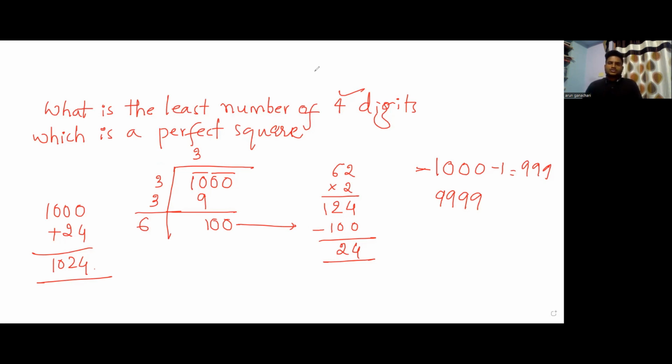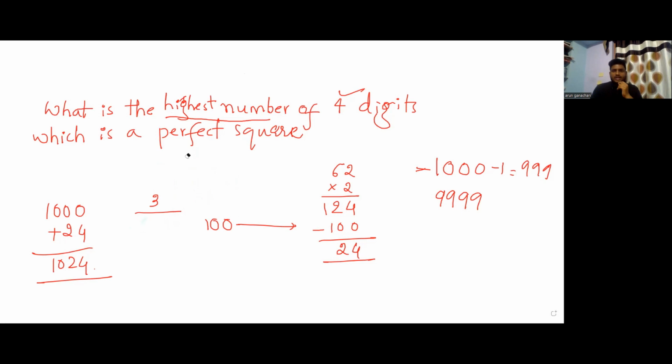Now if I change the question to what is the highest number of 4 digits which is a perfect square, what will I do? From where should I start? Will answer me Shivanand, Harish, Ramesh. If my question is highest number of 4 digits, from where should I start?